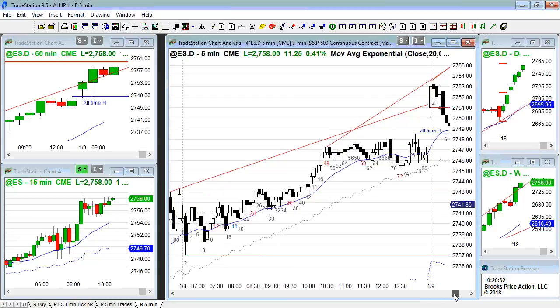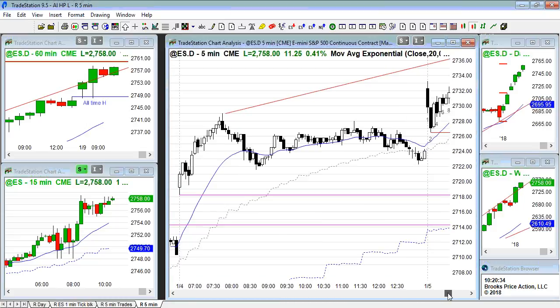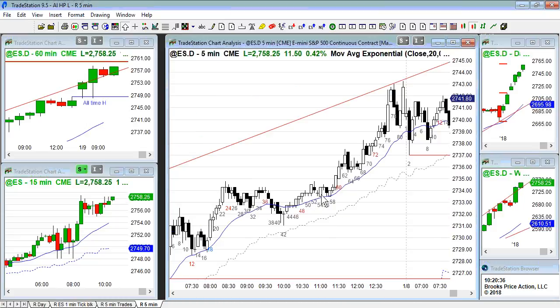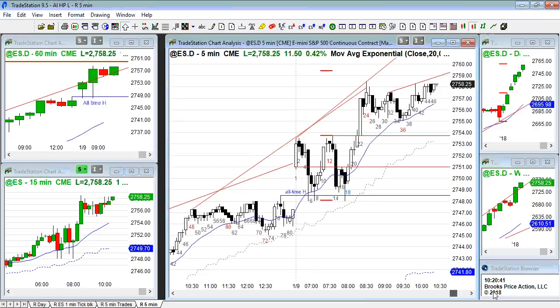It still could be like the past few days this week, over the past week, where we've had weak rallies that have just gone up all day.